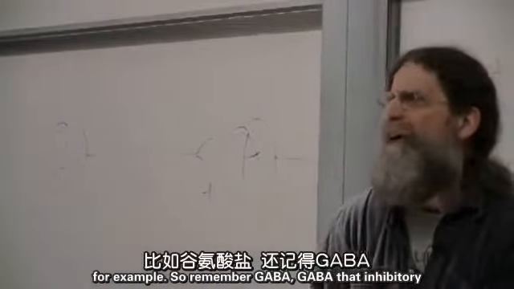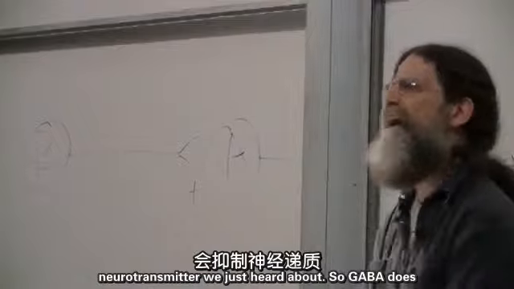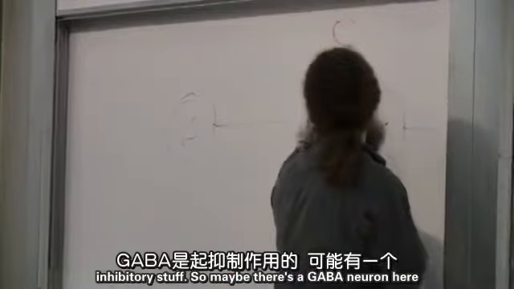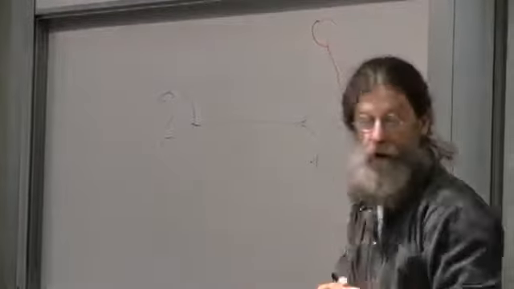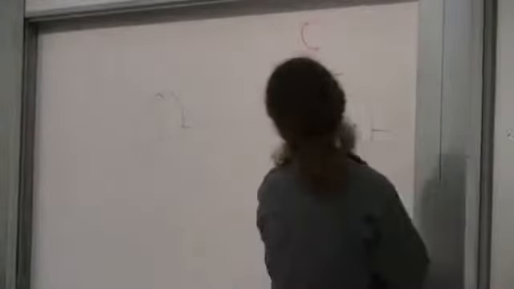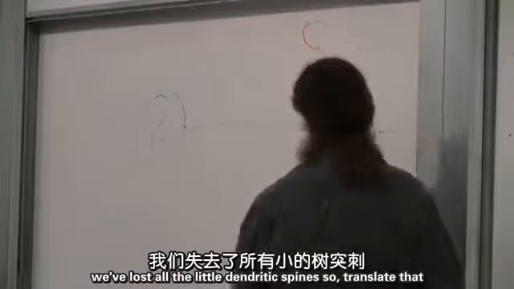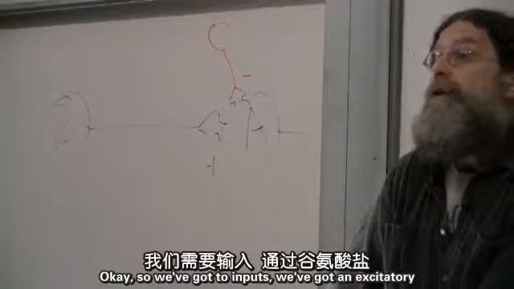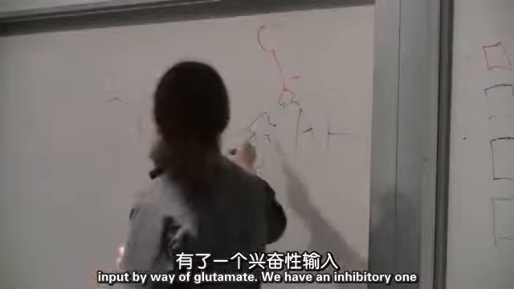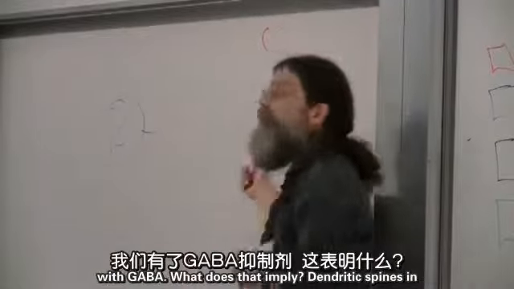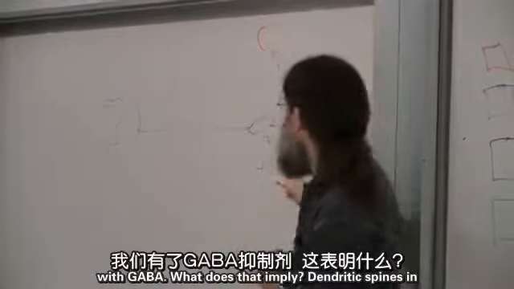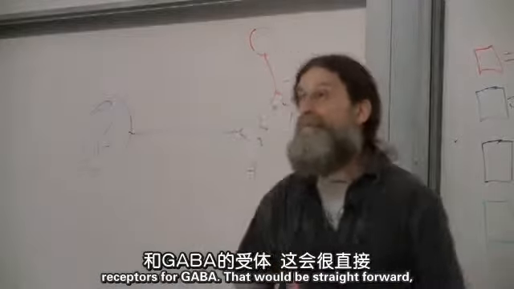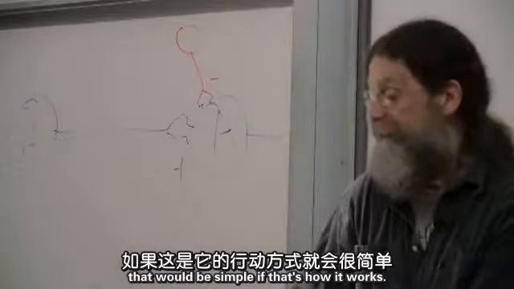So remember GABA, that inhibitory neurotransmitter we just heard about. So GABA does inhibitory stuff. So maybe there's a GABA neuron here sending its projection, and this one is inhibitory. Notice what we've done by turning neurons into spheres. We've lost all the little dendritic spines. So translate that back to what it actually looks like. This is just schematic. OK, so we've got two inputs. We've got an excitatory input by way of glutamate. We have an inhibitory one with GABA. What does that imply? Dendritic spines in this neuron contain both receptors for glutamate and receptors for GABA. That would be straightforward. That would be simple if that's how it works.